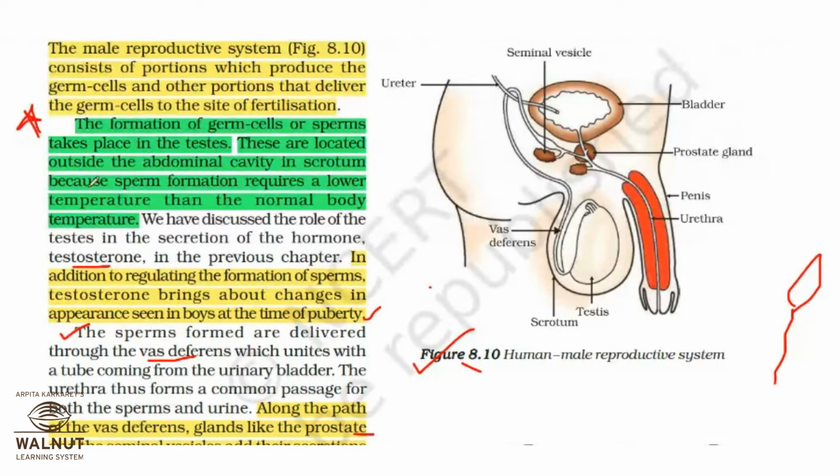Yes, in the abdominal cavity. Yes, we have discussed the role of testosterone, in addition to regulating formation of sperms. Here the sperms formed are delivered through the vas deferens, which unites with the tube. So this is the vas deferens which is giving the sperms. Yes, here you can see the structure. In the scrotum, the sperms are formed, and from this tube, it is passed on and ejected out from here.